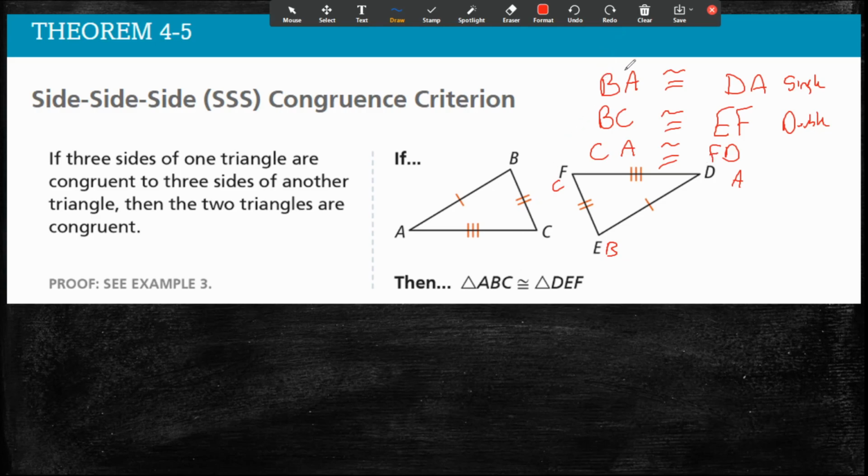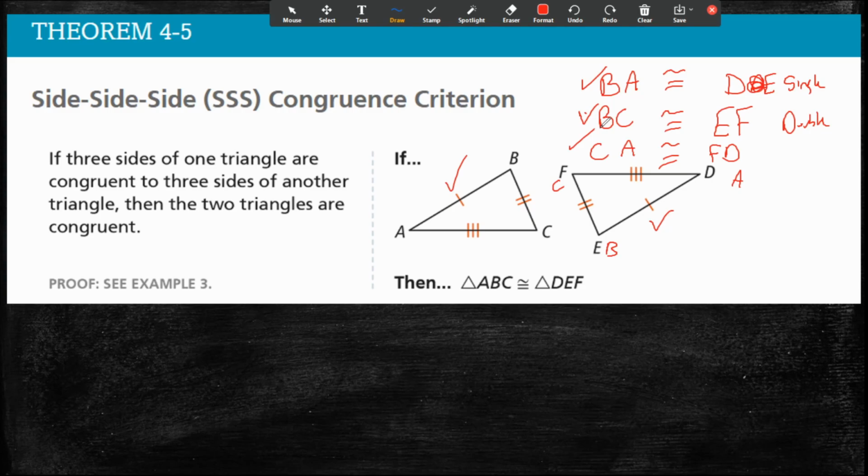How many tick marks is it from BA and DA? Well, or sorry, shouldn't be DA, it should be DE. So BA has 1 tick mark, DE has 1 tick mark, BC has 2 tick marks, EF has 2 tick marks, so we're good there, and CA has 3, and FD has 3. So I've associated these so that they are mapped onto each other, and all three of these sides are shown to be congruent with their corresponding parts also being congruent. So I can say these two triangles are exactly the same measurement. These are the exact same triangle.